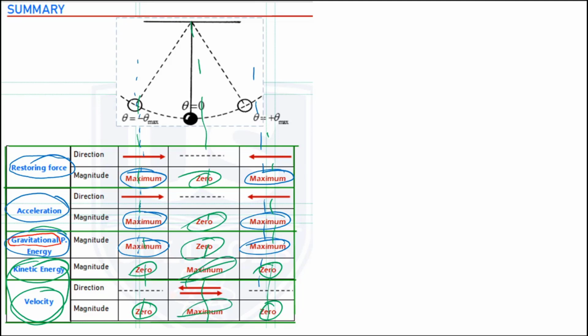As I said, if you know this table, you will know the table about the mass spring system, because it is exactly the same. The only change is that instead of elastic potential energy, we have gravitational potential energy here.